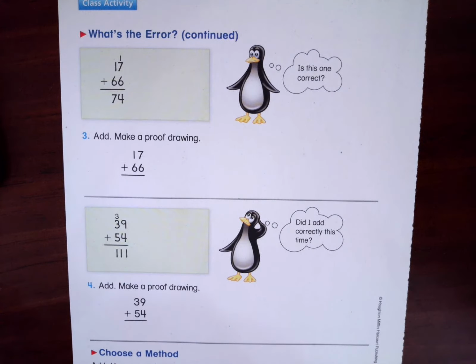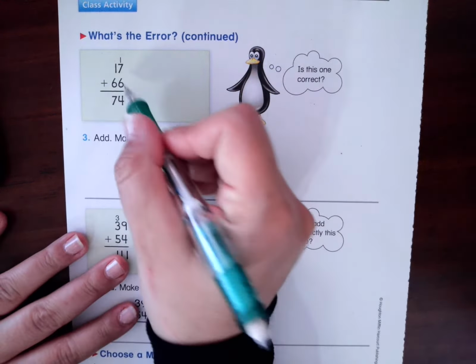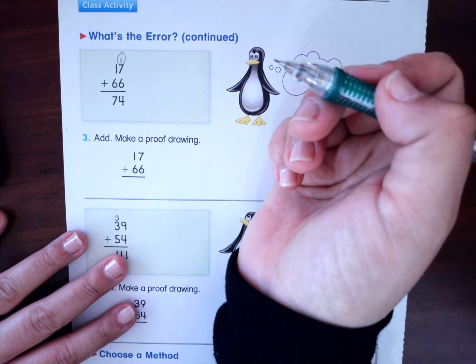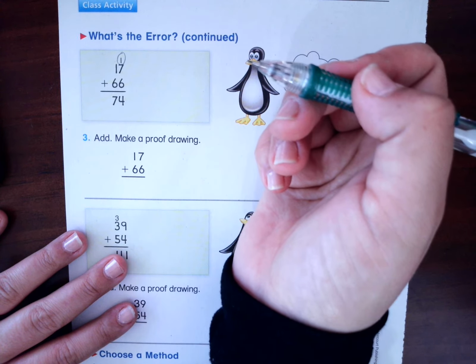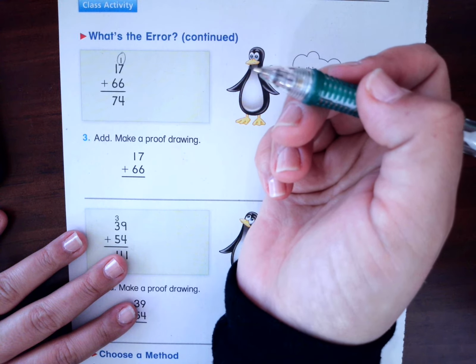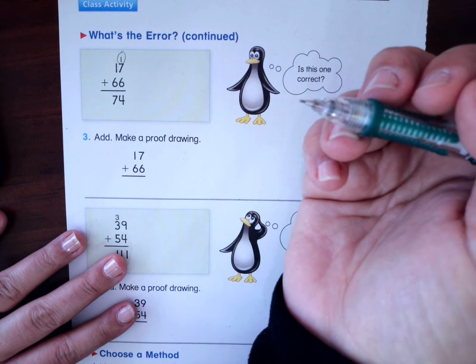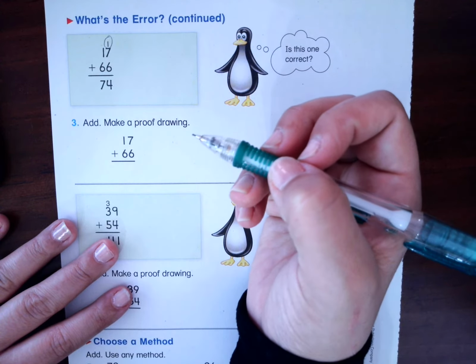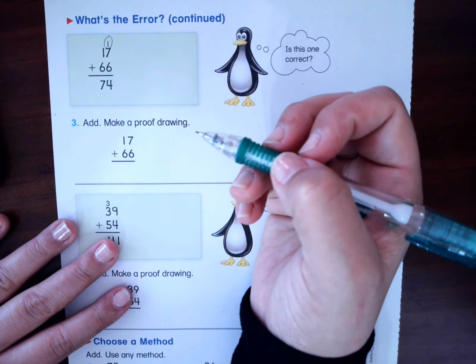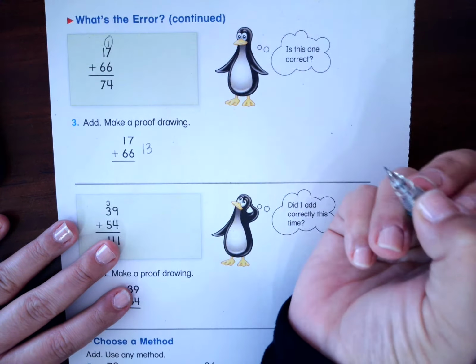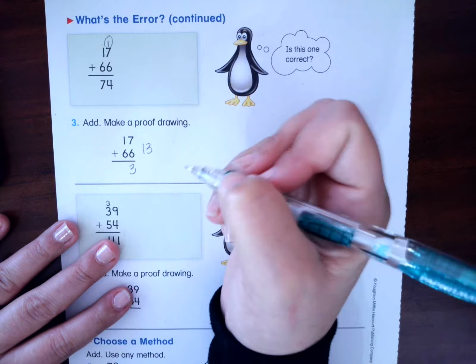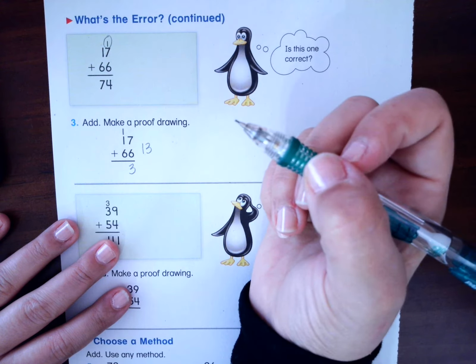So in this problem, it looks like Puzzled Penguin is using the new groups above method. But what do you notice about that new group? It's in the ones town. Do you ever have a new group in the ones town? No, you don't. So let's go ahead and solve it for Puzzled Penguin. So let's go ahead and we'll do new groups above just like he did. So if we have 7 plus 6, that equals 13, right? So there's enough room for a 3 here and my new group here.